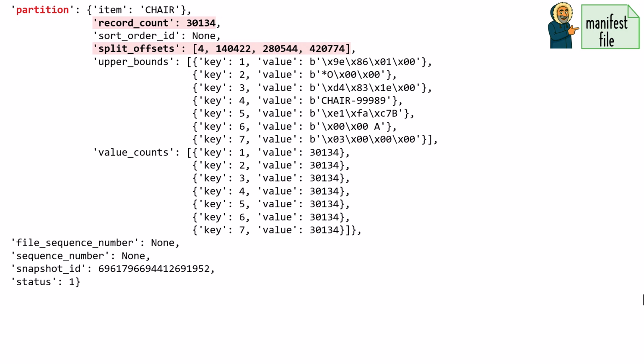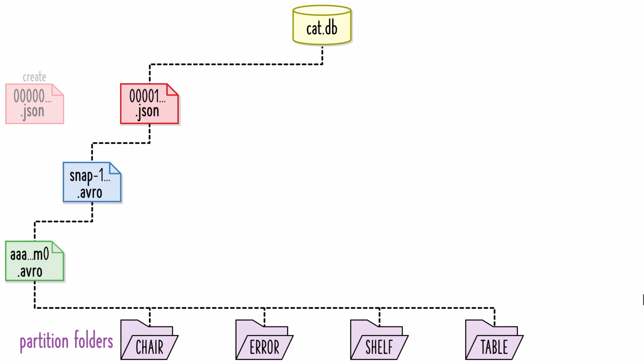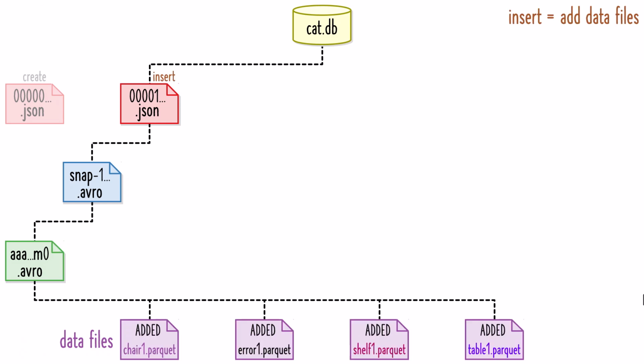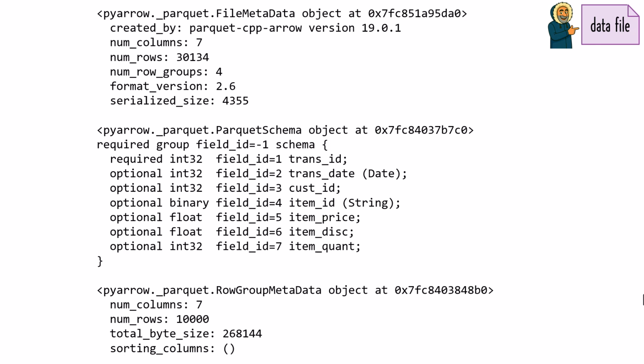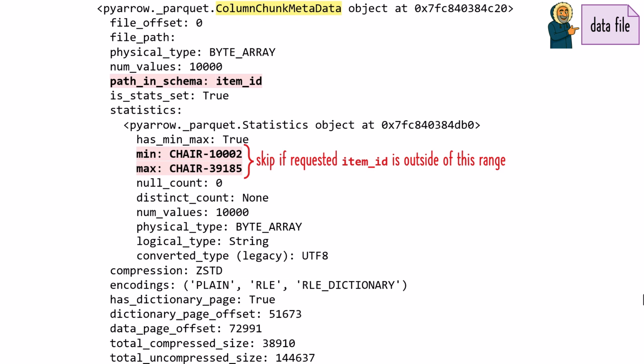4 partition folders were automatically created, and each was populated with a Parquet file. So the current table snapshot consists of these 4 data files. When we look inside one of the Parquet files, we see its useful metadata, like counts, the schema, and the fact that each full row group contains 10,000 rows, as I specified. This metadata for one row group and column shows min-max values to help prune unneeded data at query time.